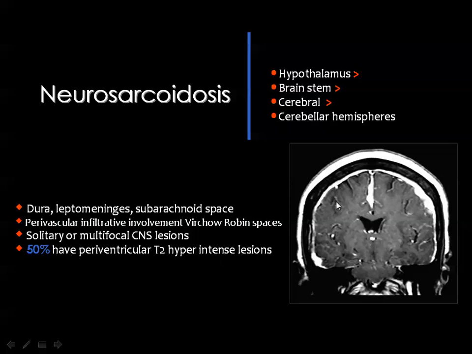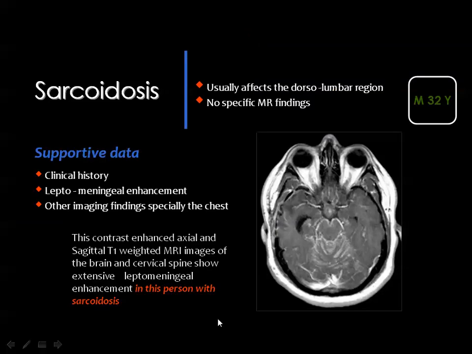But this is one of the manifestations of intracranial sarcoid, which is considerable thickening and enhancement of the meninges, what we call pachymeningitis. But this is not classic for sarcoid. It can occur in many other diseases, but one of these diseases is neurosarcoid.